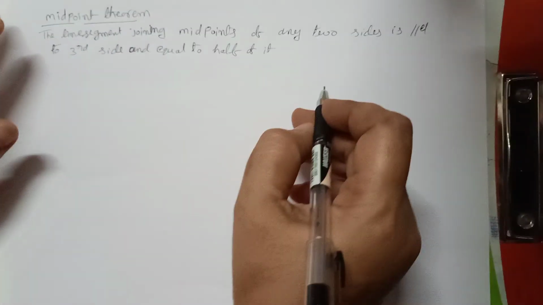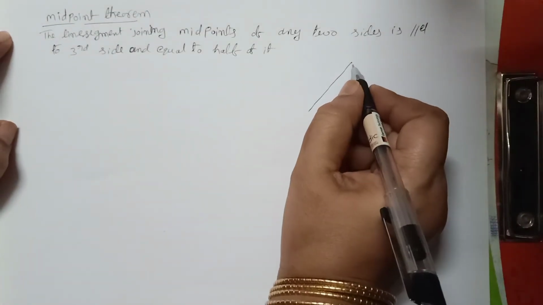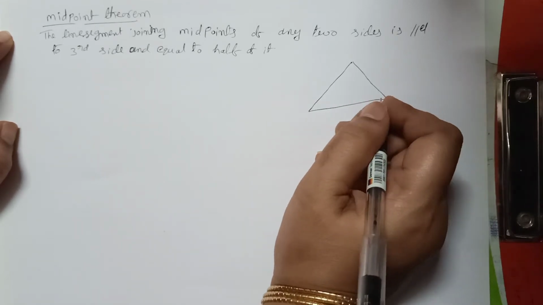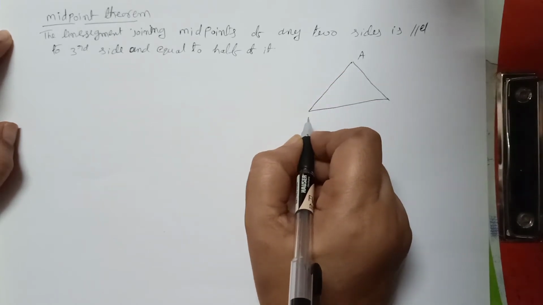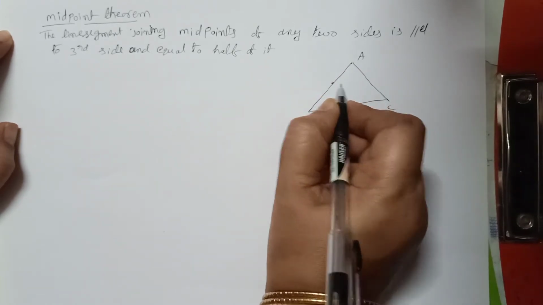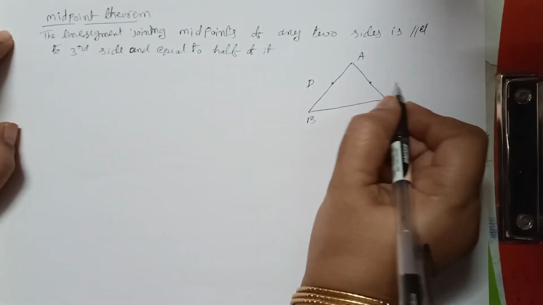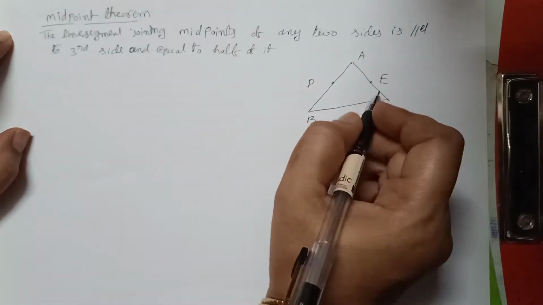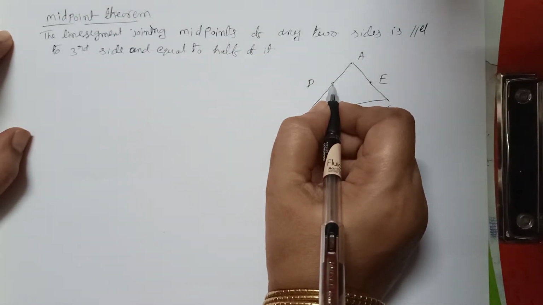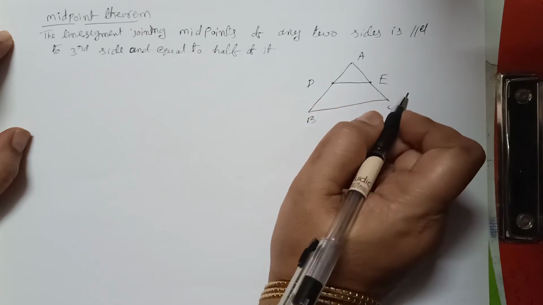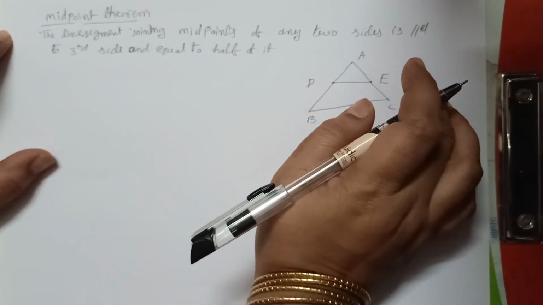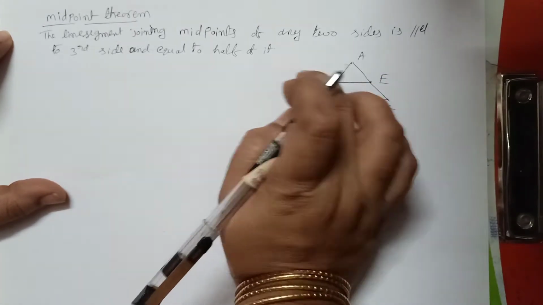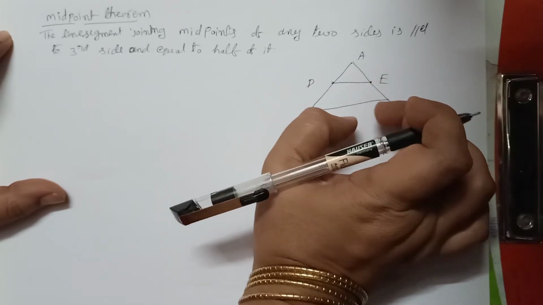So draw a figure. It is a triangle ABC. You can consider the scalene triangle. D is the midpoint of AB. E is the midpoint of AC. The line segment joining midpoints of any two sides is parallel to the third side. That means you have to prove this DE parallel to third side and equal to half of it. DE is equal to half BC.